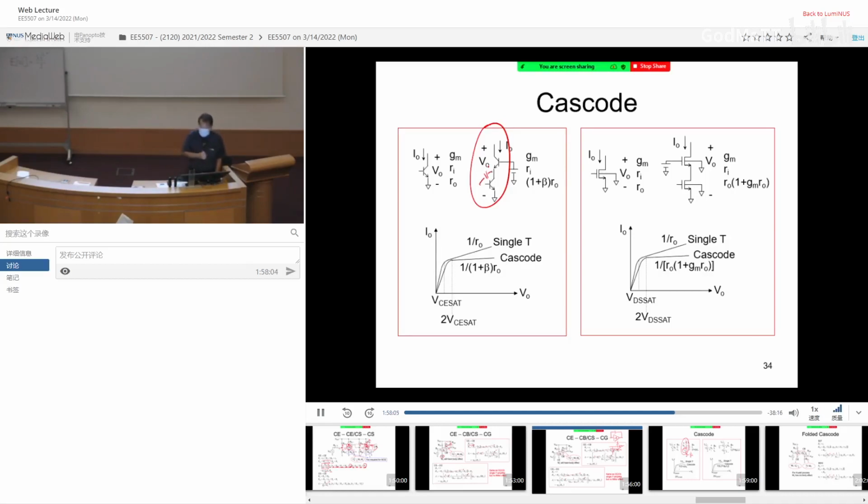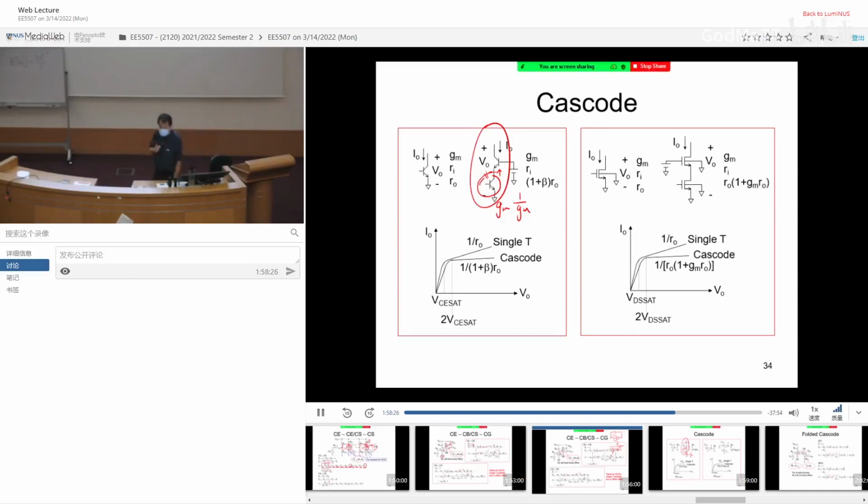You have this cap. But for this amplifier, the resistance that you see is only 1 over gm. So the gain of the first stage is only gm multiplied by 1 over gm, very small. So the Miller effect is not exaggerated. Okay, that is the beauty of cascode.